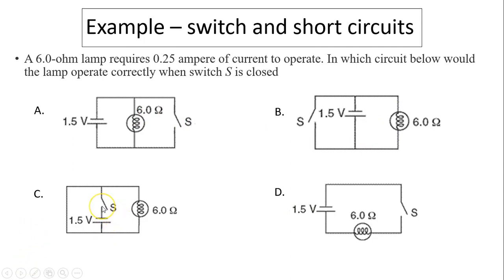C is when switch S is closed, the one on the left is a short circuit. So C is no good. D, when switch S is closed, the circuit will work. There is no short circuit in this case.